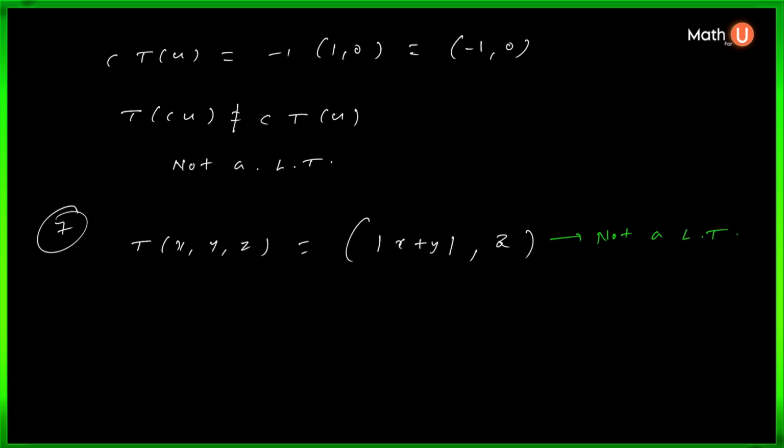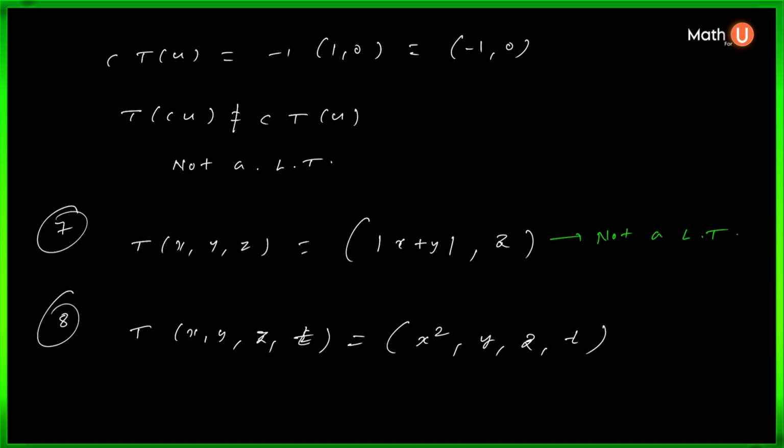Not a linear transformation. And the eighth one is T of (x, y, z, t) that is equal to (x square, y, z, t). Here if you observe, the vector contains a power. It is not a linear transformation. It may be any power, not only 2, it may be 3, 4, any power. If suppose a vector contains a power, it is not a linear transformation.